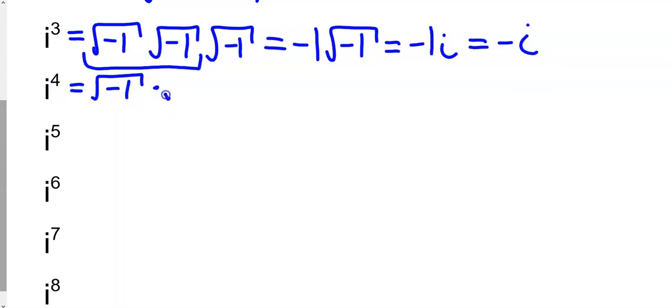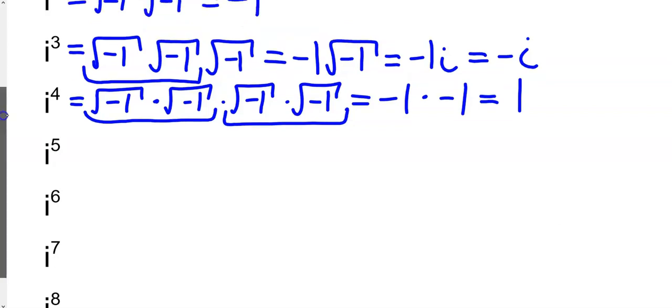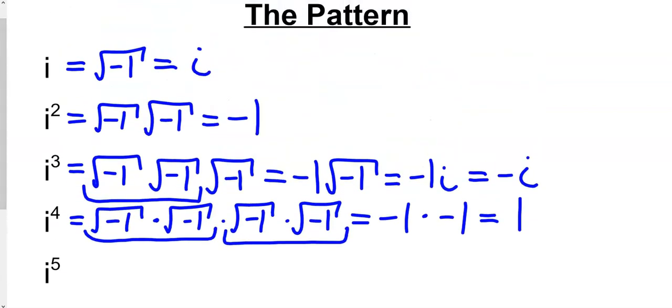-1 times the square root of a -1 times the square root of a -1 times the square root of a -1. But again, we know some things. We know that these two become a -1. Oh, but so will these two. So you have two -1s being multiplied, which gives us a +1. So i to the fourth is really a +1. And that's the pattern you're going to see and the one that we need to know.